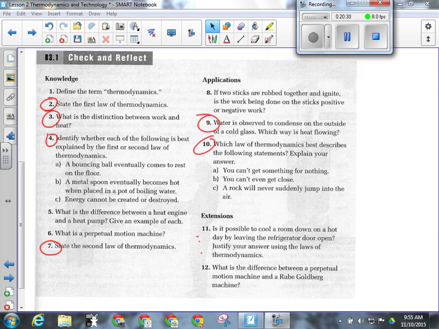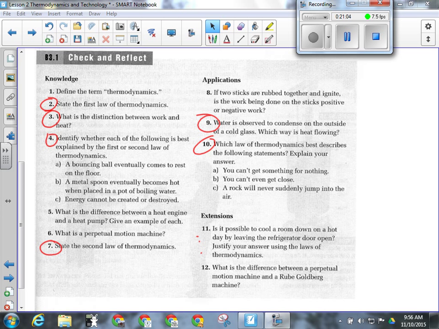Water is observed to condense on the outside of a cold glass. Which way is the heat going? From the air to the glass. The evidence of that is that the water vapor near the glass is losing so much energy that it's condensing from gas to liquid. That's why it's condensing on the glass. Plus, if the glass is said to be cold, it must be cold compared to the surroundings. So heat is flowing into the glass.